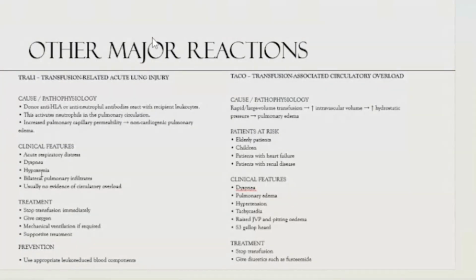hypoxemia, of course, because the pulmonary circulation is broken. There is no appropriate diffusion of oxygen. On X-ray, you will see bilateral pulmonary infiltrates, and there is no evidence of circulatory overload. And dyspnea, the person has difficulty in breathing.